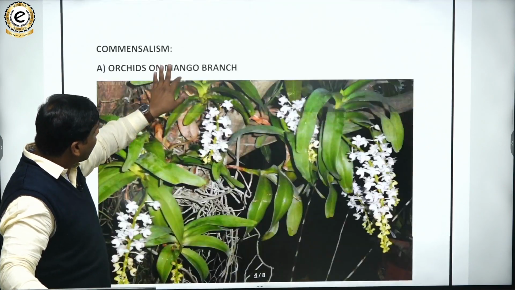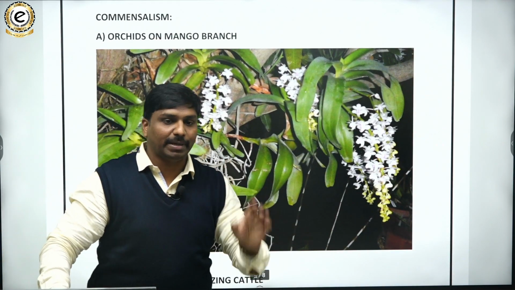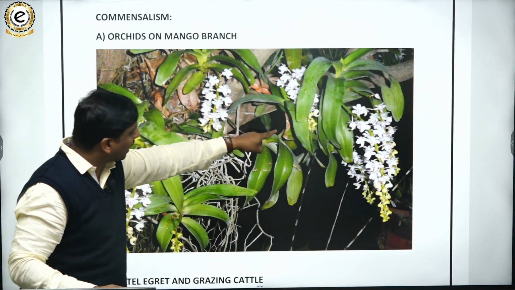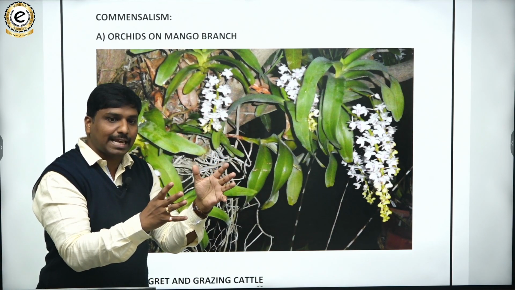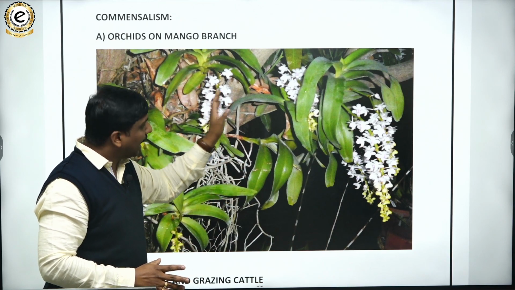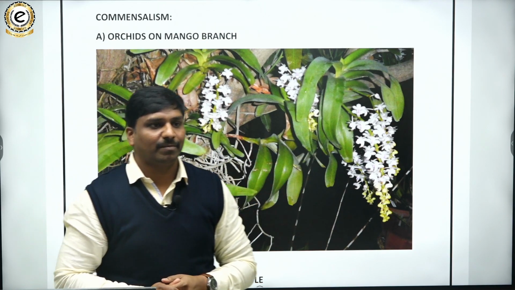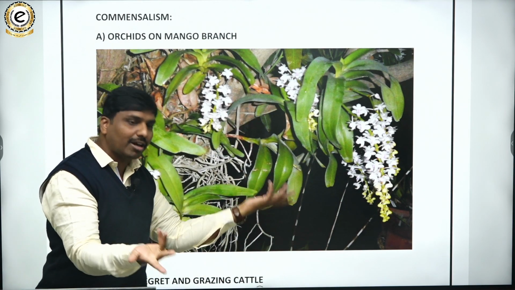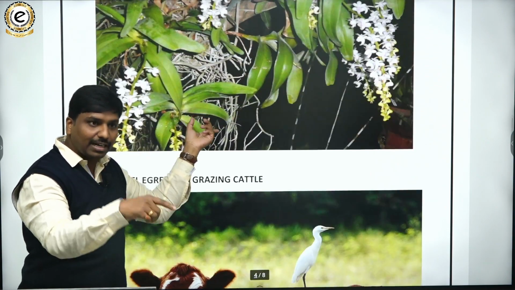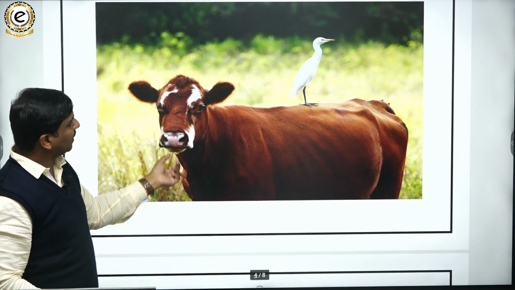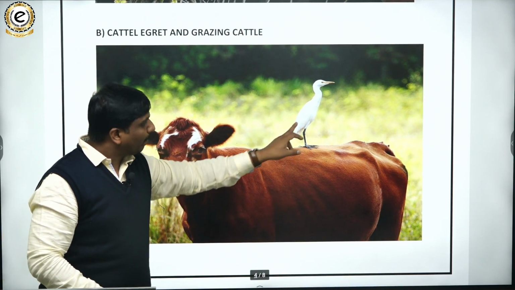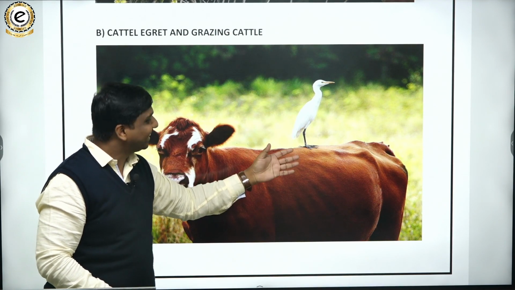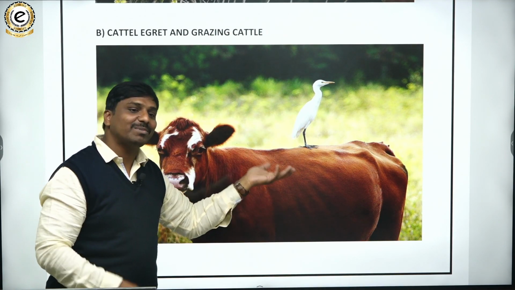Commensalism means one organism will be benefited and the other will be unaffected. For example, this is an orchid growing on a mango branch. Here the orchid is getting shelter and the mango tree doesn't have any effect. So one is benefited and the other is neither harmed nor benefited. Likewise, cattle and egret: the egret gets its transport free of cost, and the cattle are neither harmed nor benefited.